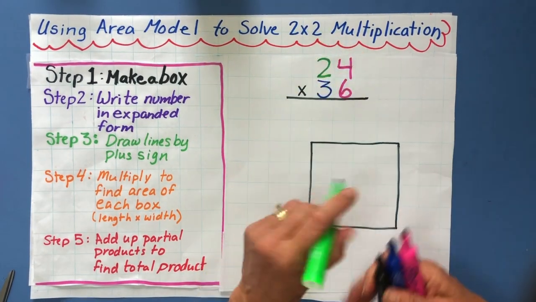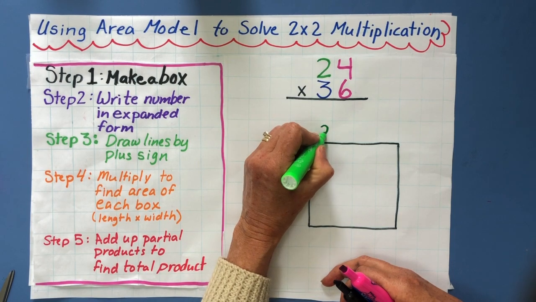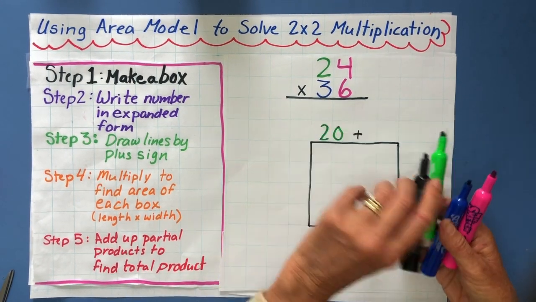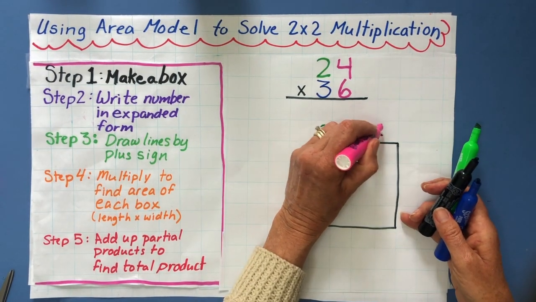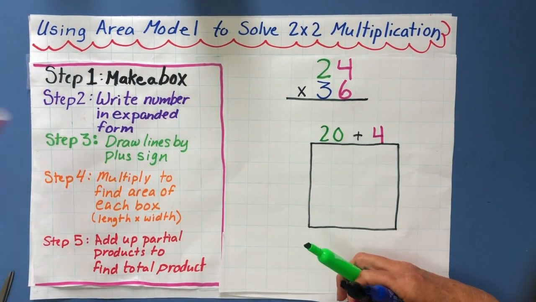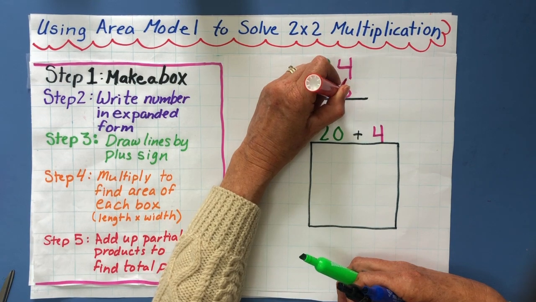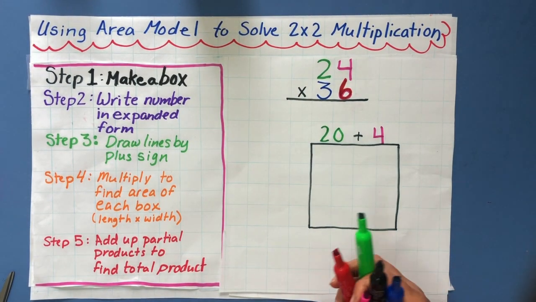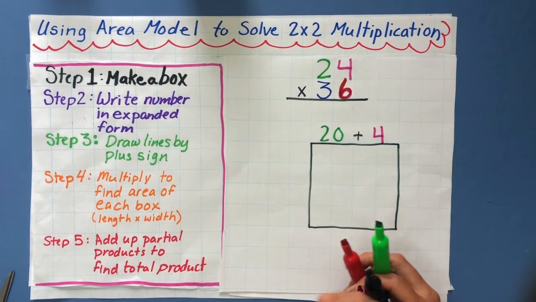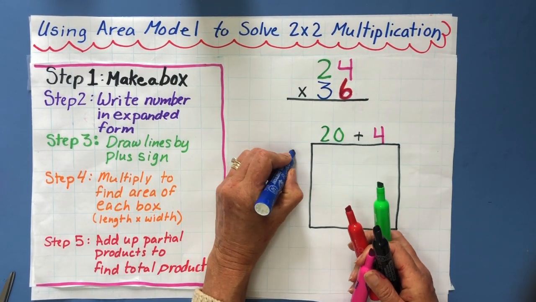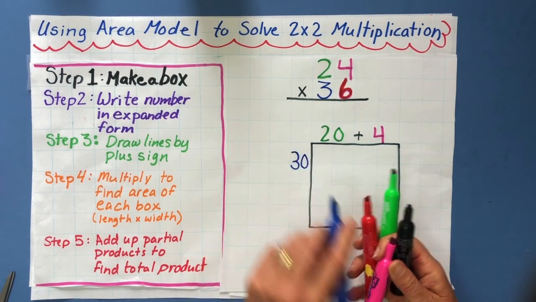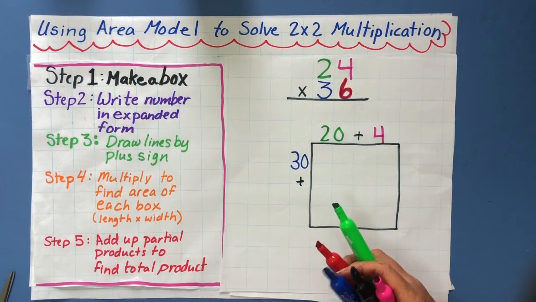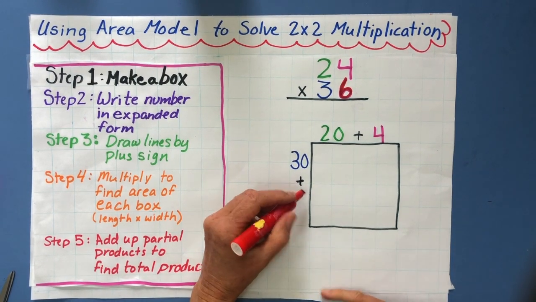So 24 in expanded form is 20 plus 4. And I'm going to change this so it's a different color. So it'll be red. And the next number is 36, which is 30 plus 6, which is my red.